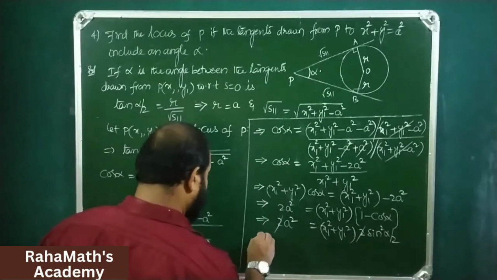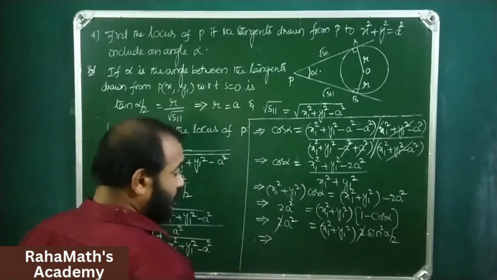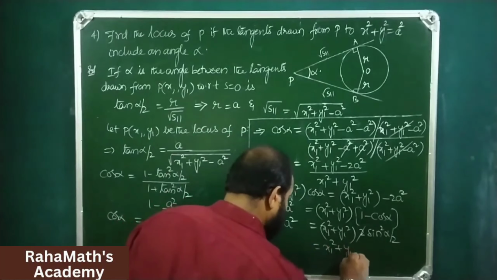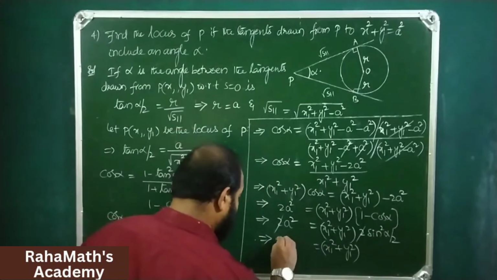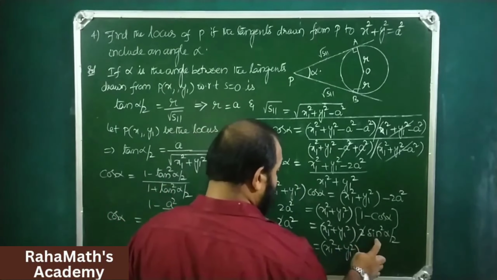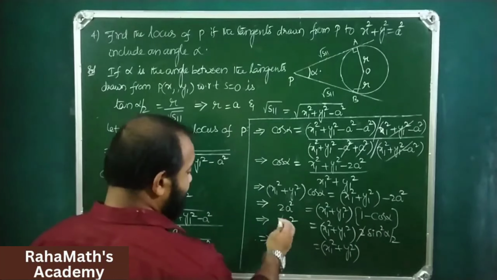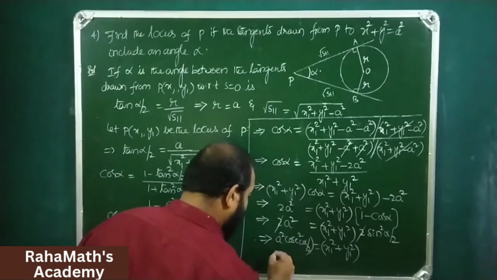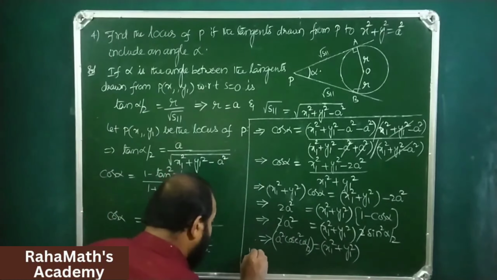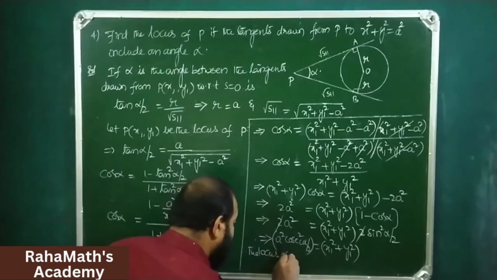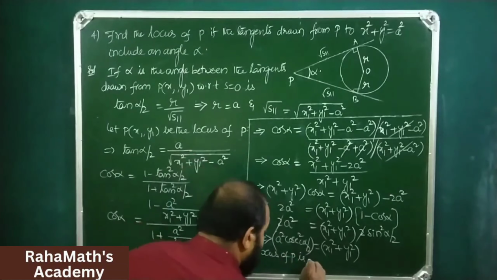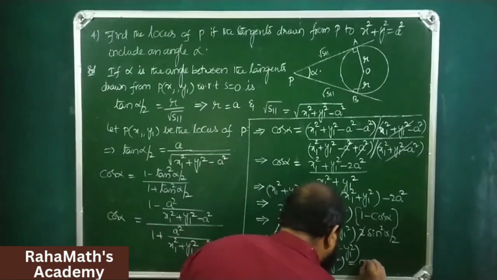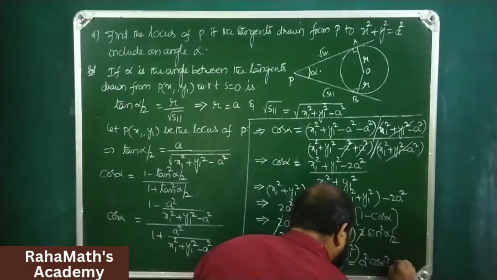Therefore x1 square plus y1 square is equal to a square divided by sin square alpha by 2. If you bring the sin square alpha by 2 here, it becomes cosecant square alpha by 2. Therefore, the locus of P is x square plus y square equals a square cosecant square alpha by 2.